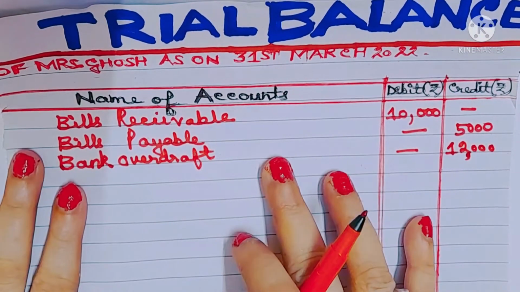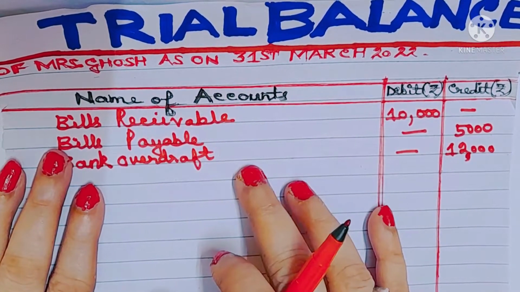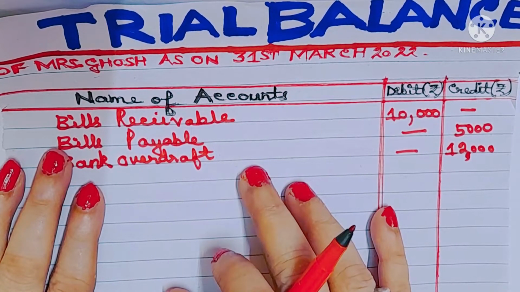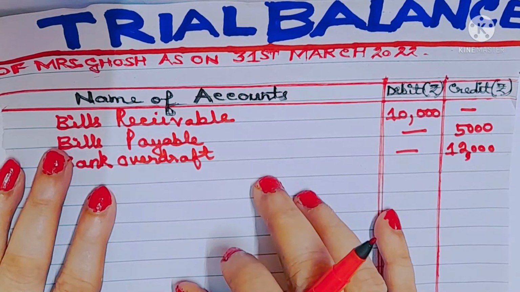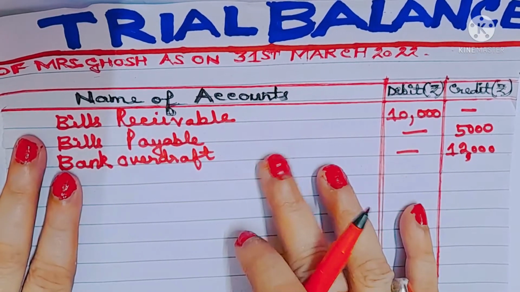What is bank overdraft? Bank overdraft is a loan provided by a bank that allows a customer to pay expenses or withdraw money even when his account is at zero. Bank overdraft is a kind of loan provided by a bank.